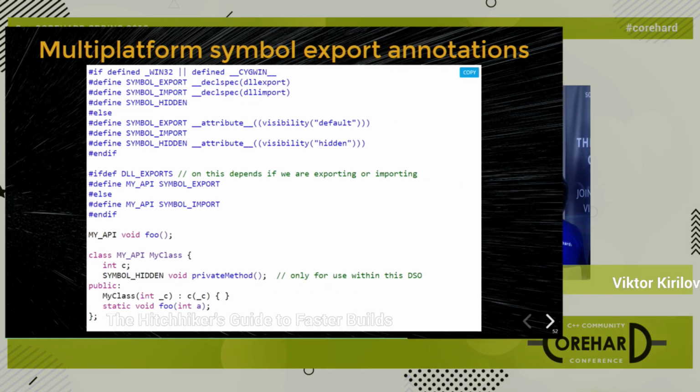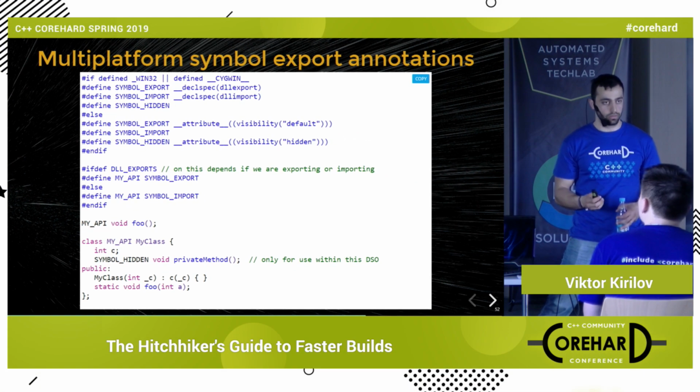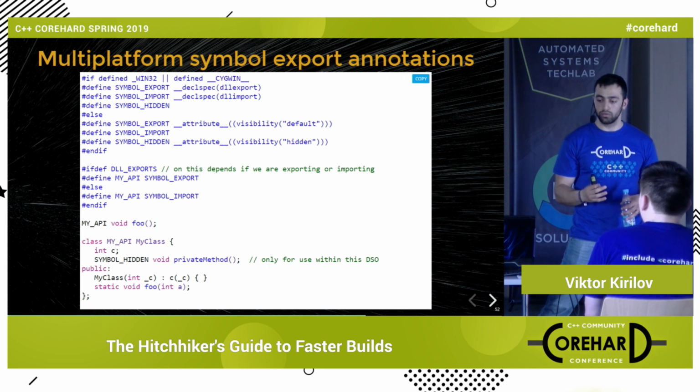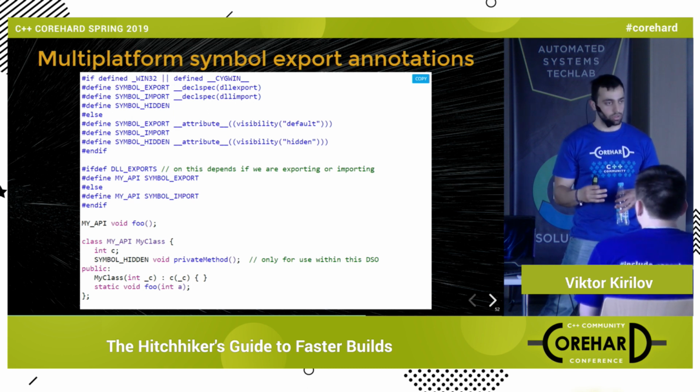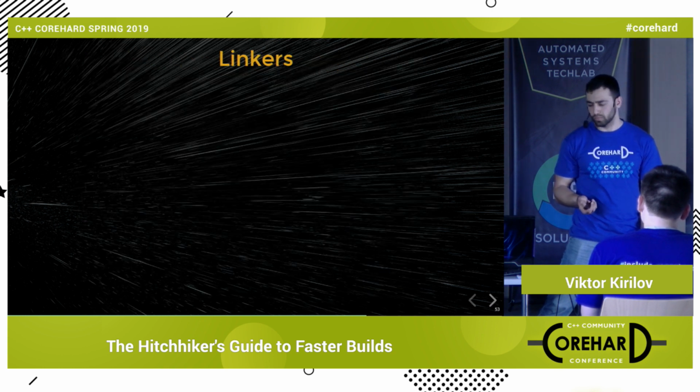And now, when we use this header, when we're building the shared library, all we have to do is define DLL exports for the build, and we'll export the symbols we have annotated. And when we want to consume this library and link against that dynamic library, we just don't have to define anything. We just have to include the header and use it. And this is how easy it is to be explicit about what to export from your dynamic libraries.